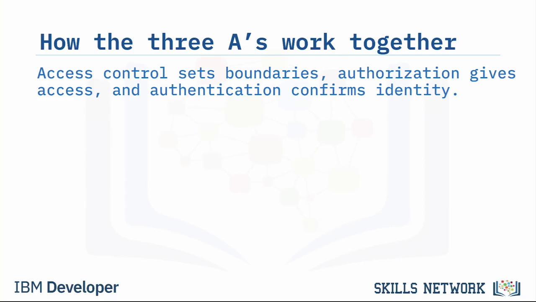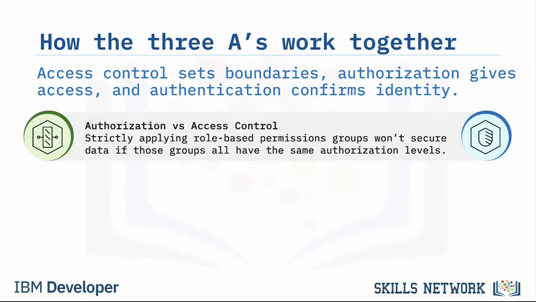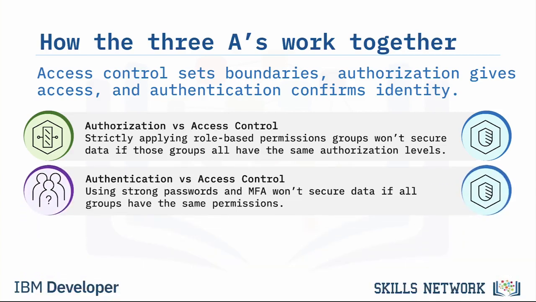In the security field, it's important to know the right balance between the 3 A's. Strictly applying role-based permissions groups won't secure data if those groups all have the same authorization levels. The same is true if groups have properly set permissions but are not properly applied by administrators. Using strong passwords and MFA won't secure data if all groups have the same permissions. The same problem exists if groups have properly set permissions but passwords are weak.